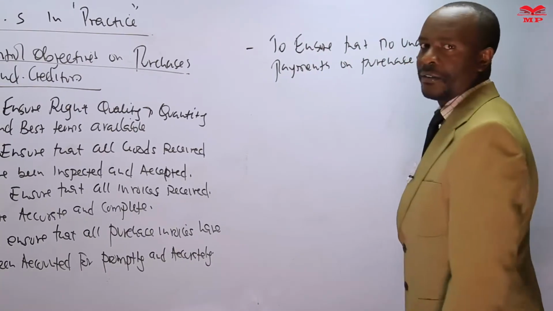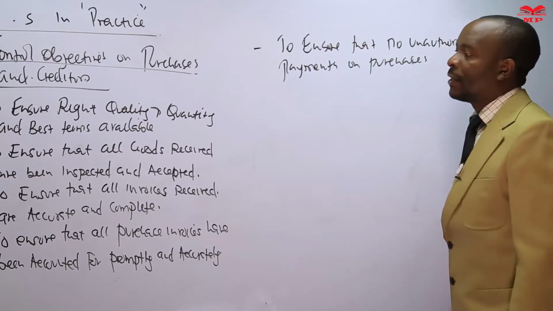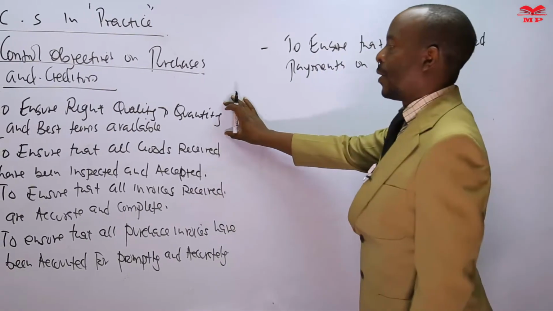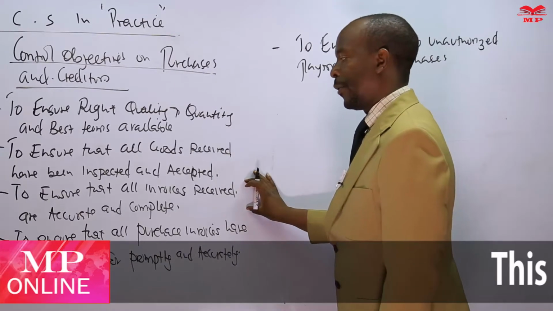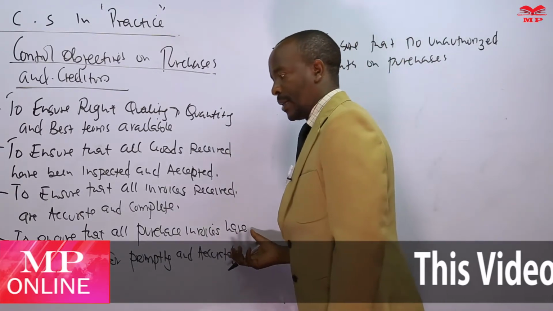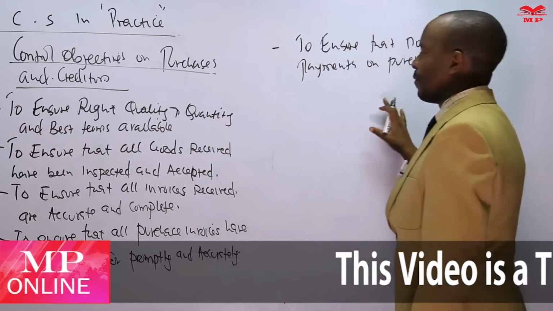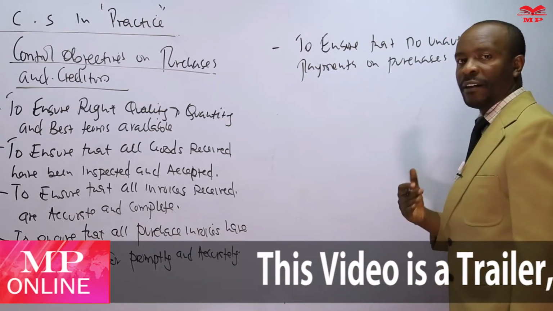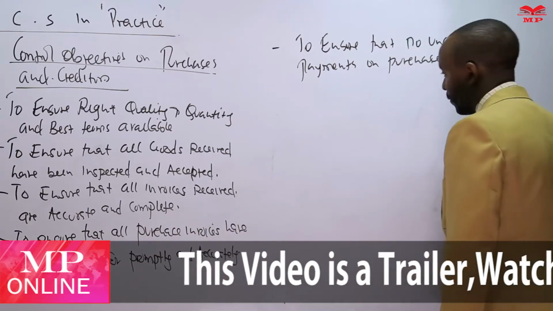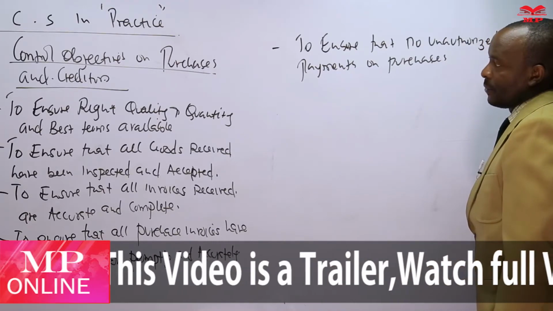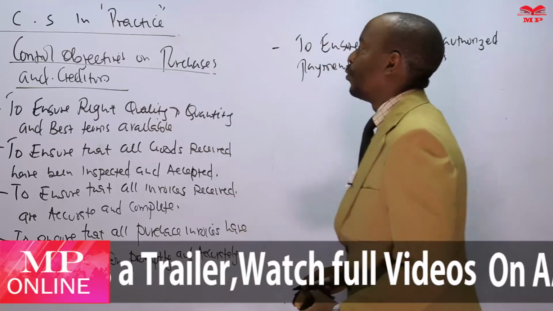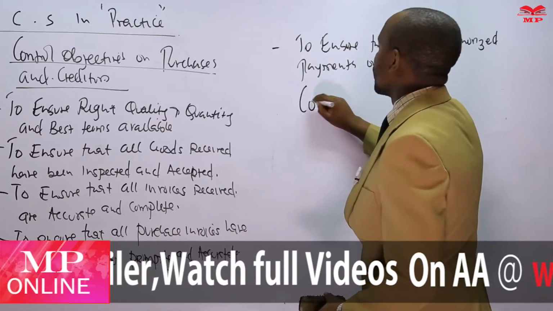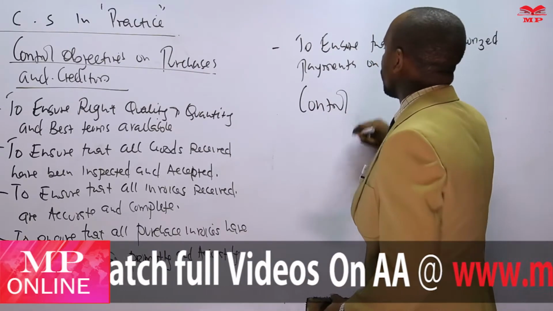You see, it's very simple. It is based on the activities that are involved. Activity number 1 was ordering. Activity number 2 was receipt of goods. Activity number 3 was invoicing. Activity number 4 was accounting. Activity number 5 was payment. All of them are giving me objectives. Once I clear those objectives, remember those are called control objectives. The next thing I have to introduce is control procedures.